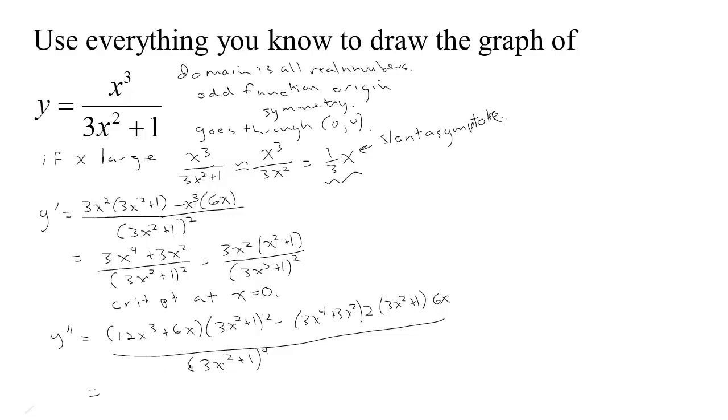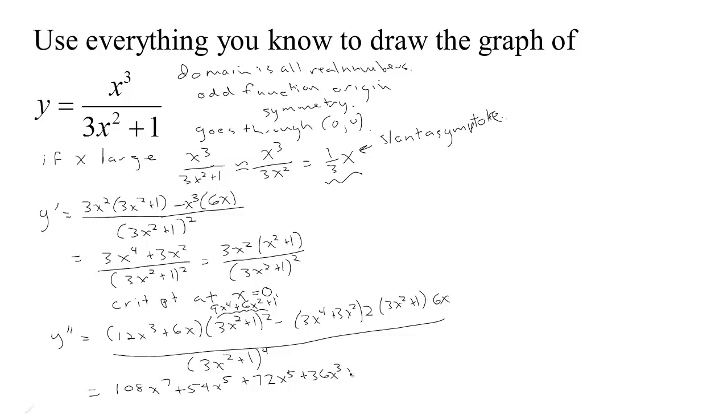Now we should try to simplify the top a little bit if we can. First, this multiplies out to be 9x to the fourth plus 6x squared plus 1. Now if we multiply that through all this, 9x to the fourth times 12x cubed is going to be 108x to the seventh, and 9x to the fourth times this 6x is going to give us 6 times 9 is 54, x to the fifth, and we can take the 6x squared times the 12. 6 times 12 is 72, so we have 72x to the fifth. 6x squared times 6x would be 36x cubed.